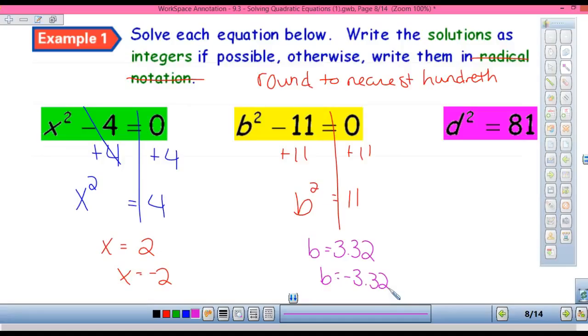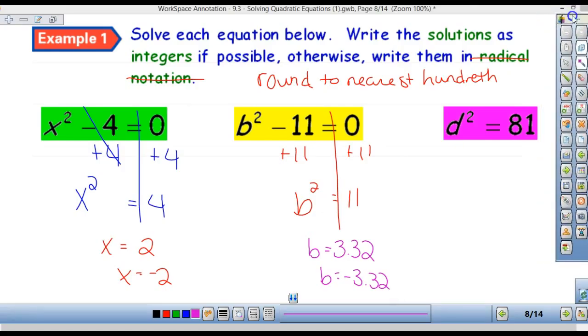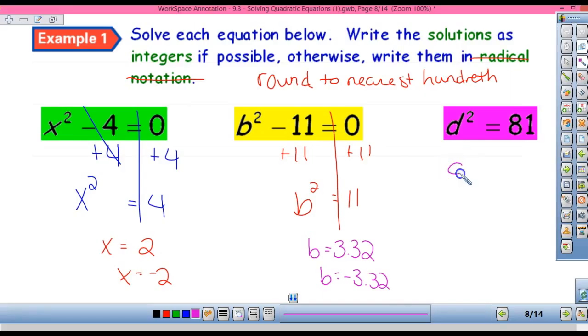2. The only time you won't have 2 answers is when your answer is, anybody know? Anybody? 0. Because is there a negative 0? No. All right. So d squared equals 81. Do I have to move anything? No. I get d equals 9 and d equals negative 9.